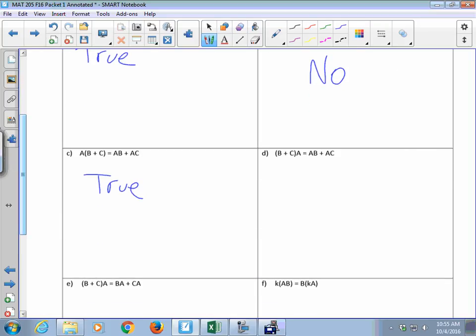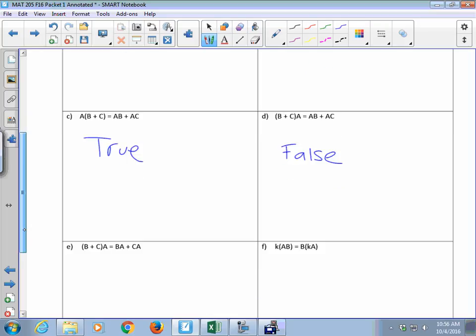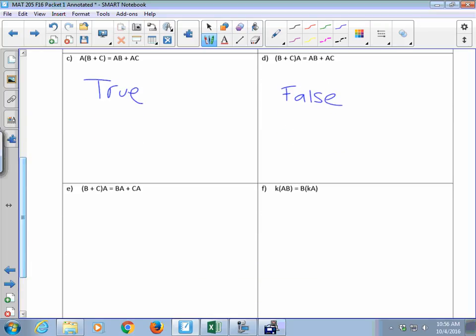Except then we move on to D. Was this true? No, why? What's the problem here? It's the commutative thing. If you were to distribute that A, it should say BA plus CA because the A is on the right. So this one was false. And in E, I did it correctly. If I want to do (B plus C) times A and you distribute that A, it has to go on the right of both of those matrices, because the order of multiplication with matrices really matters. And so this one was okay.